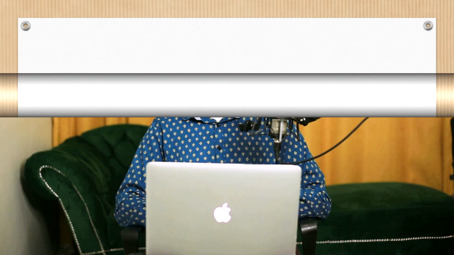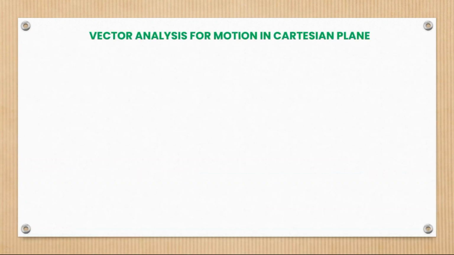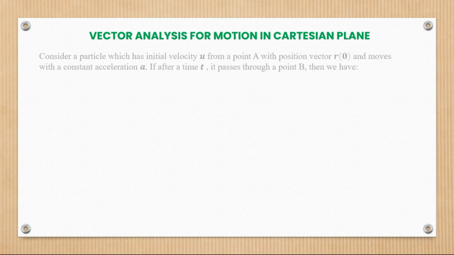Today we're going to be looking at vector analysis for motion on a Cartesian plane. How does this work? Let's learn in today's video. Alright, vector analysis for motion in a Cartesian plane. A Cartesian plane is a two-dimensional coordinate plane formed by the intersection of the x and y axes. I just want to put that across so that you know what we mean.